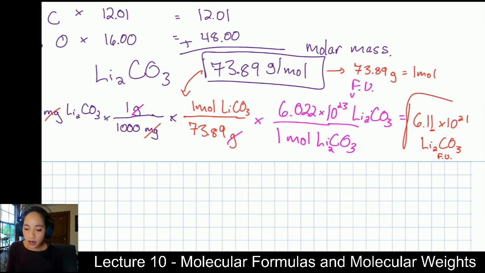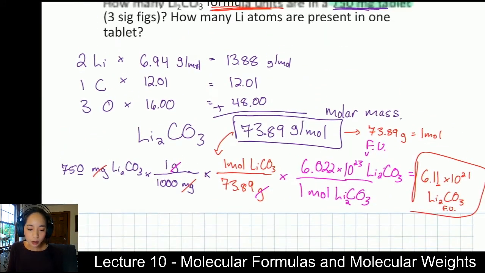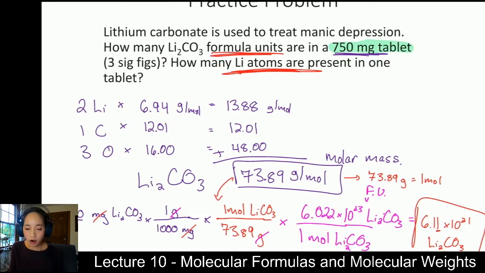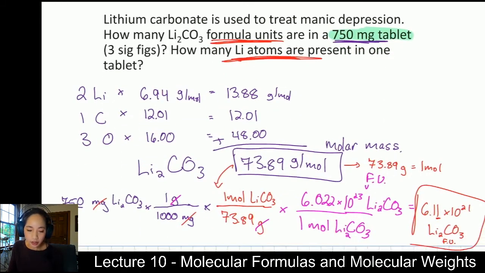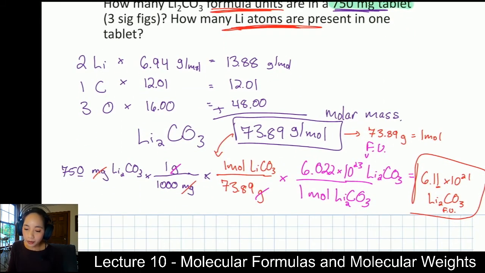Now the second question says how many lithium atoms are there in the tablet. Again, look at our roadmap. We're right here, in formula units. In order to get to atoms of a certain element in the compound, in this case lithium, we need to use the subscript that's there. The subscript relates to the formula unit: there are 2 lithiums for every lithium carbonate formula unit, or you can think molecule.